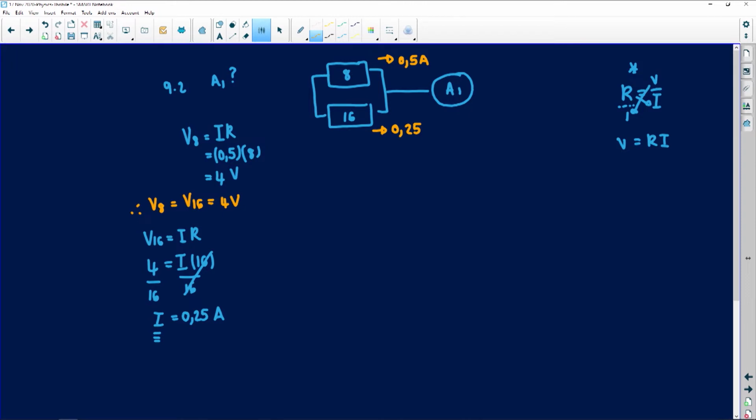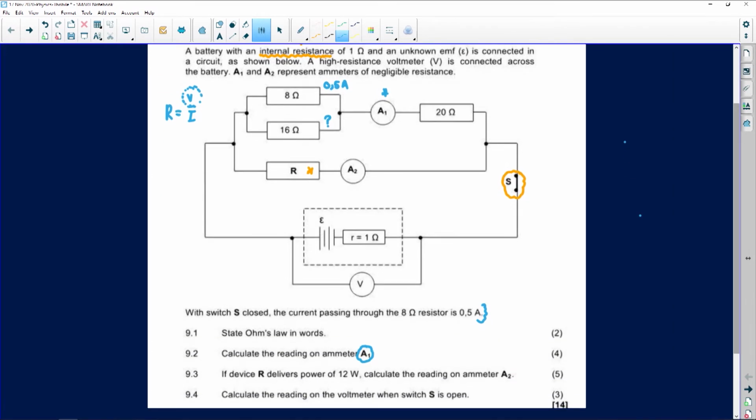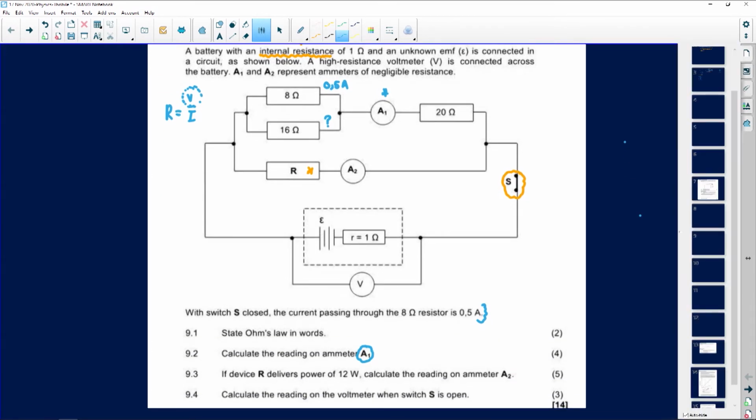But remember what they said, they're looking for the total reading of A1. All we have calculated is the current at 8 and at 16. Remember, the current will move and then the current will join and then move together. So we're not done. Let me just see how many marks this question actually was. So this question was going for 4 marks, which means you have to work hard on this one.